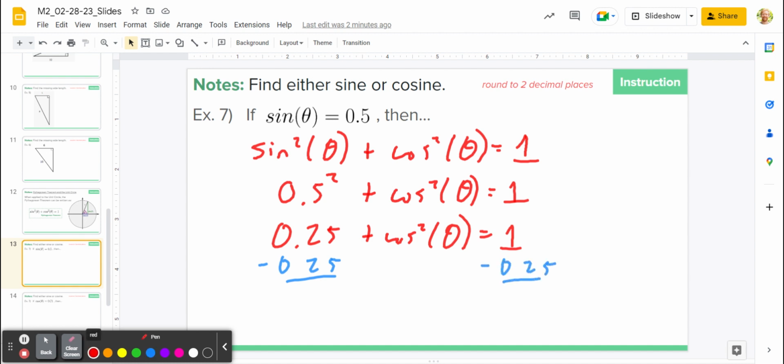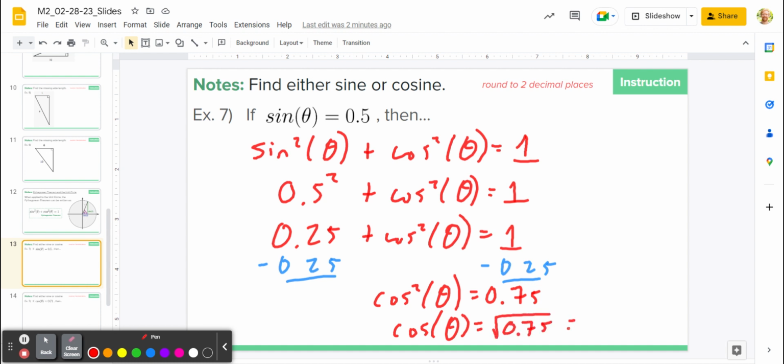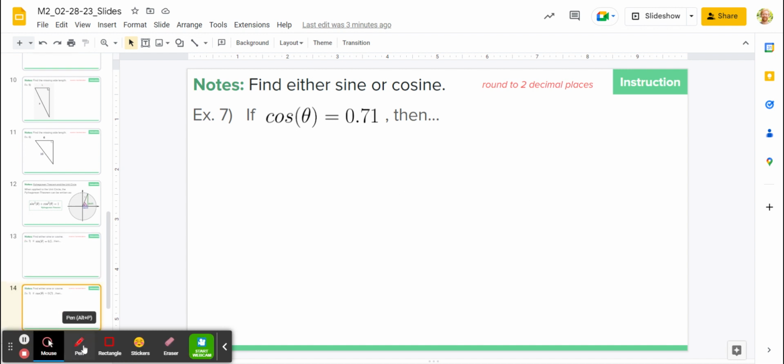And so that means that our cosine squared is equal to 0.75. And that means that cosine is equal to the square root of 0.75, which in this case, if we take 0.75, find the square root of it, is going to be 0.87 if we're rounding to 2 decimal spots. All right, let's try this on one more example. This time we know what cosine is, so let's find sine. So cosine is equal to 0.71.